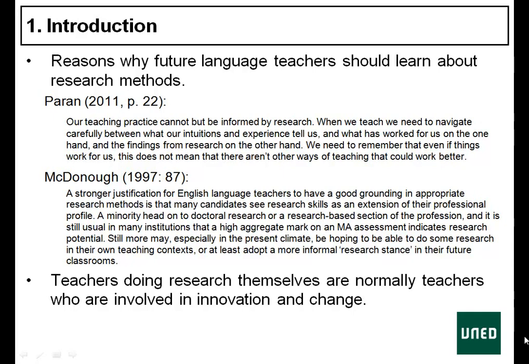A stronger justification for English language teachers to have a good grounding in appropriate research methods is that many candidates see research skill as an extension of their professional profile. A minority head on to doctoral research or a research-based section of the profession, and it is still usual in many institutions that a high aggregate mark on an MA assessment indicates research potential. Still more may, especially in the present climate, be hoping to be able to do some research in their own teaching context, or at least adopt a more informal research stance in their future classrooms.